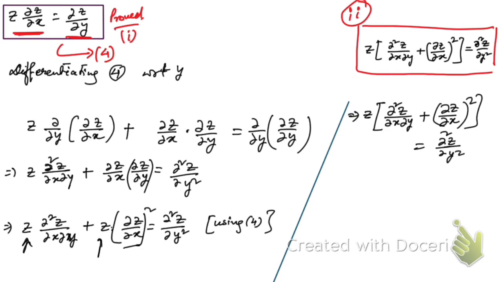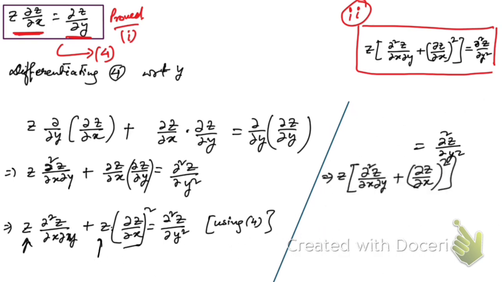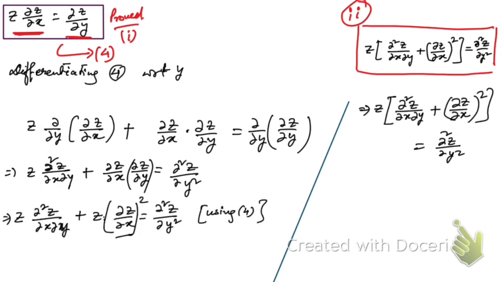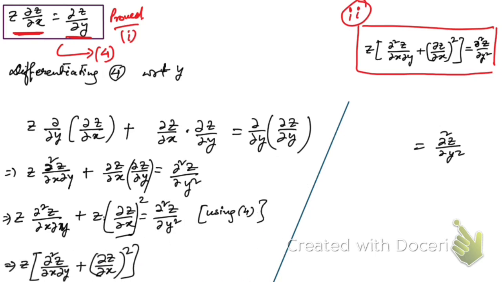Let me write this one again, just wait, let me write it properly. Enough space is there, just give me a second. So let me write the last step here. This is what we can write. Okay, so this is number 2 we needed to prove.